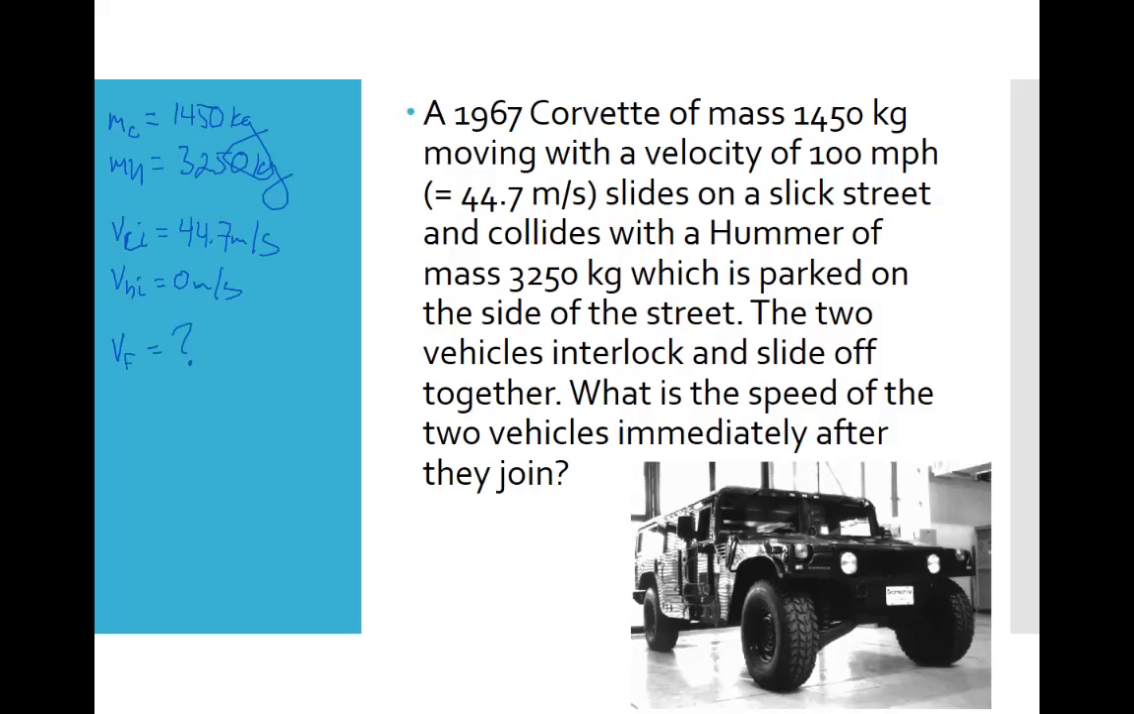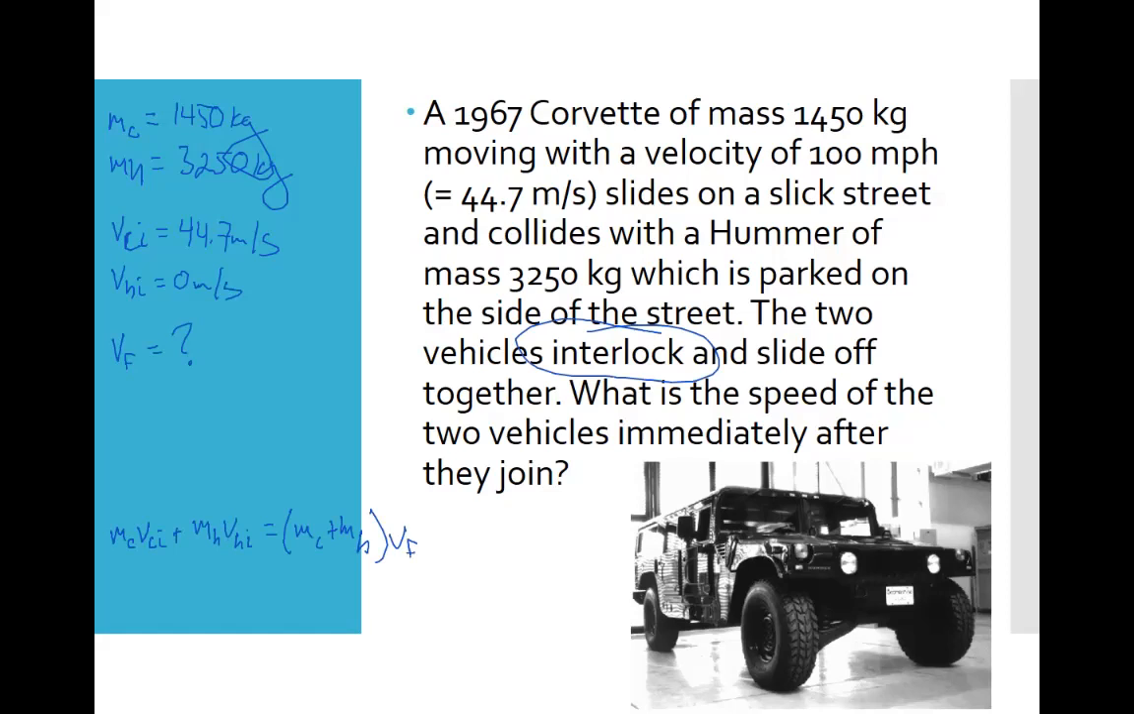And it's important to note that it says that the vehicles interlock. So at this point, they are going to join together. So we have MC VCI plus MH VHI equals parentheses MC plus MH, V final. And this is what we're trying to solve here.